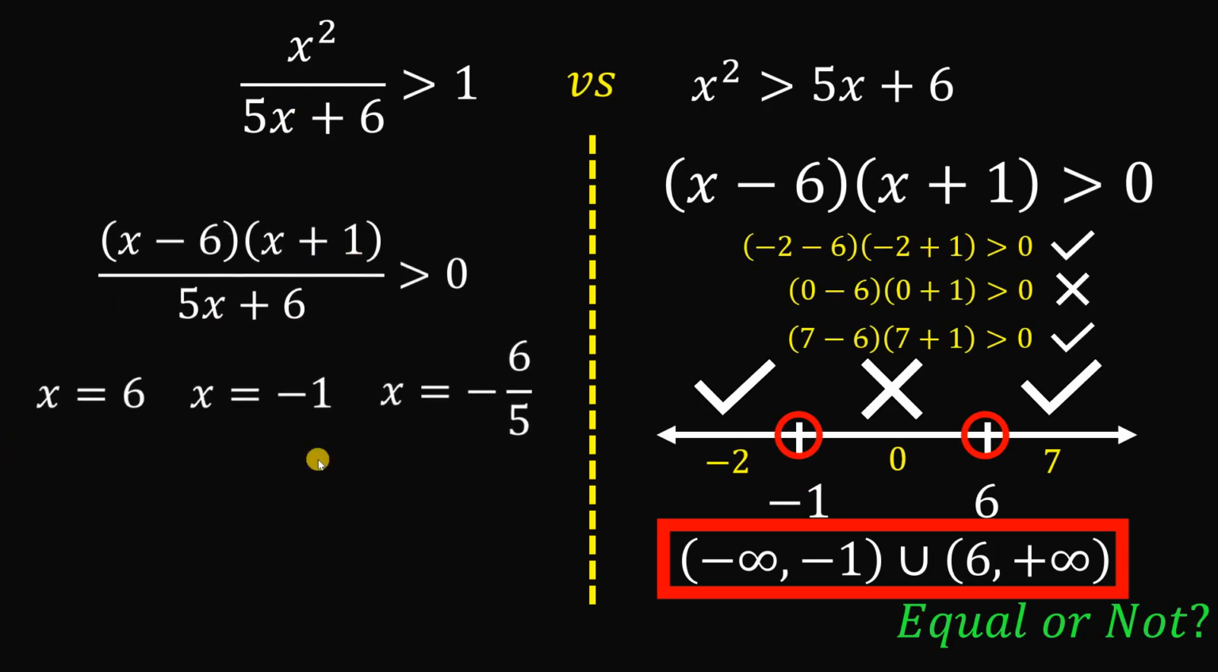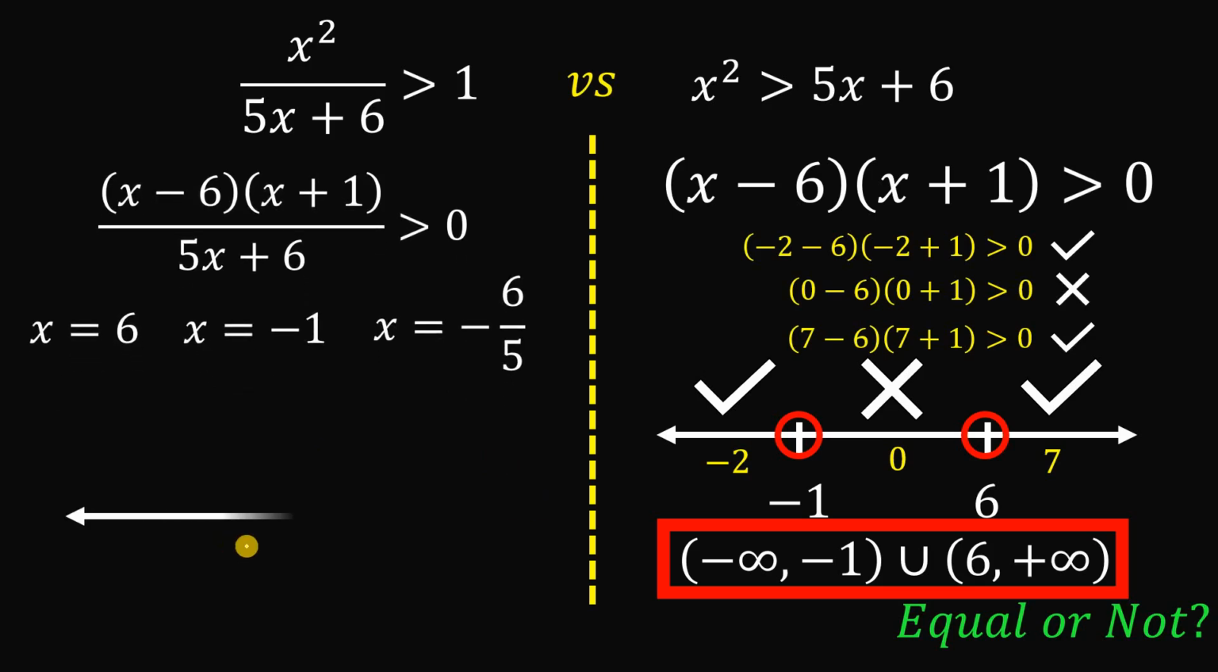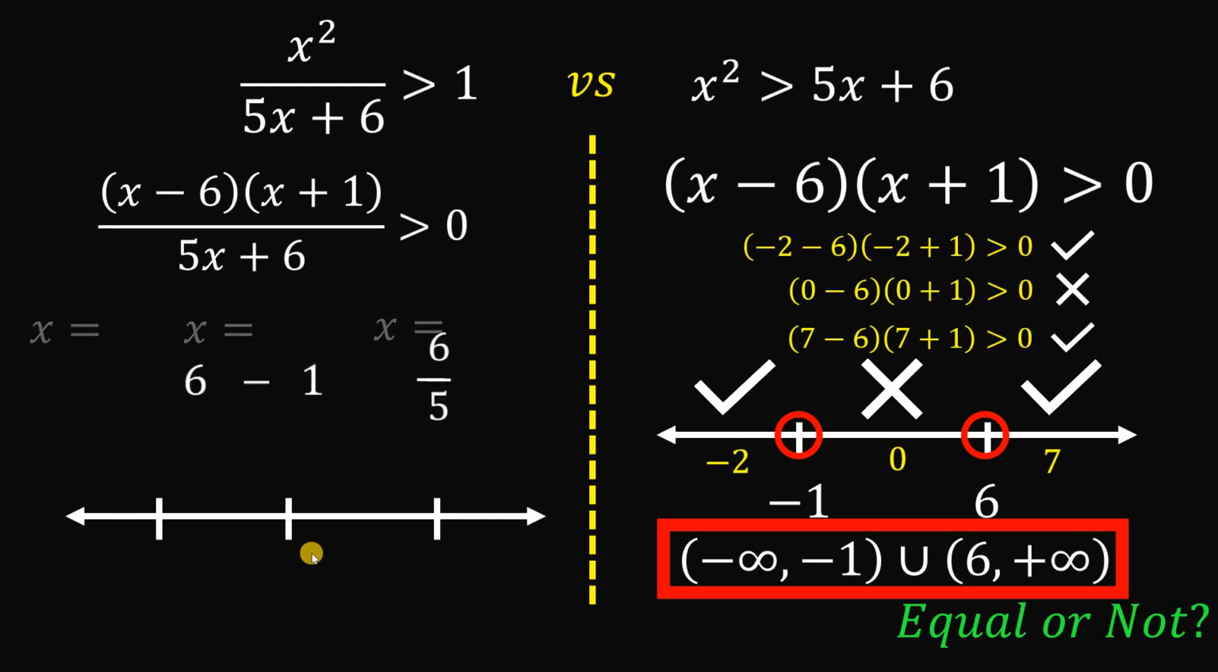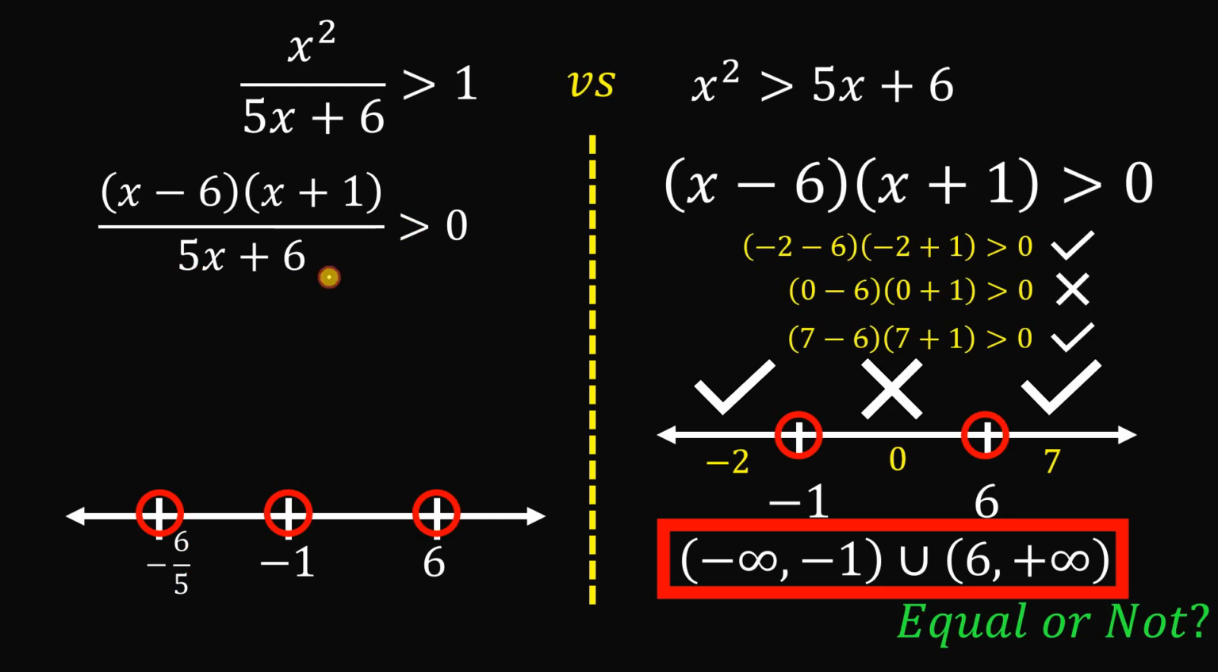So using these critical points, let's plot them here in our number line. So we have negative 6 over 5, the middle is negative 1, and we have 6. And all of those values are not counted because if x is positive 6, this is 0. If x is negative 1, this is 0. And we want greater than 0, not equal to 0. And if x is negative 6 over 5, our denominator is equivalent to 0, and this is undefined.